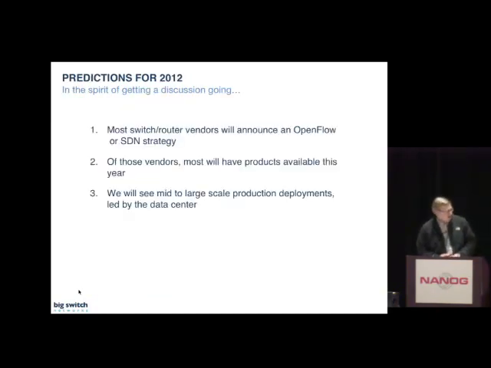So last but not least, in order to get a little bit of discussion going here, I thought I'd make some predictions for what we're going to see this year. In 2012, my guess is most switch and router hardware vendors will announce an OpenFlow or at least an SDN strategy of some type. Of those vendors, I think the majority will actually have devices generally available in the market. And I think we'll also see a fair number of mid to large scale deployments become public, primarily led initially by data center deployments, but then going beyond that. Thanks.